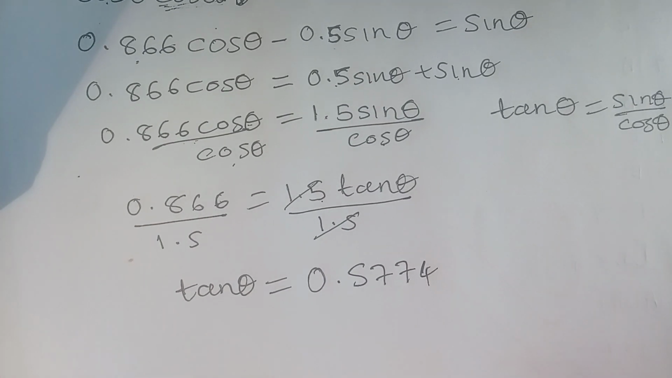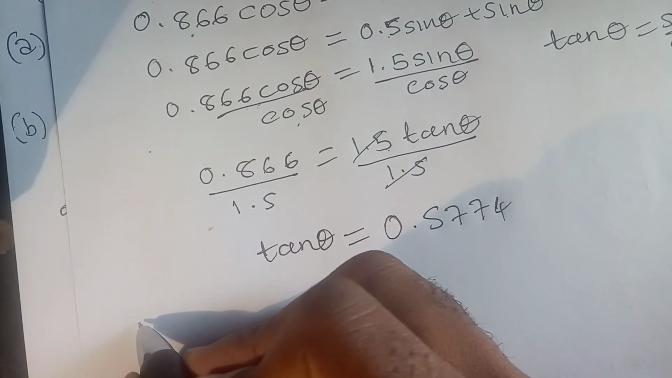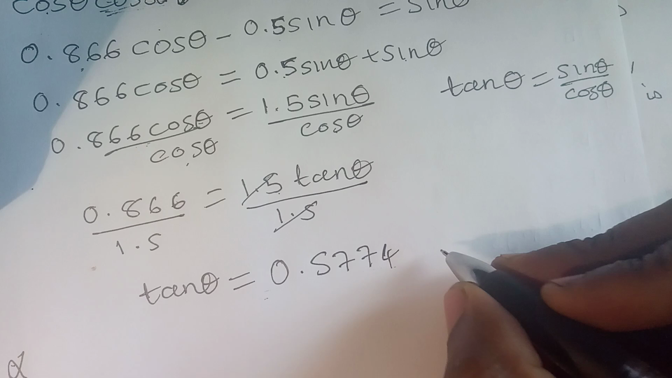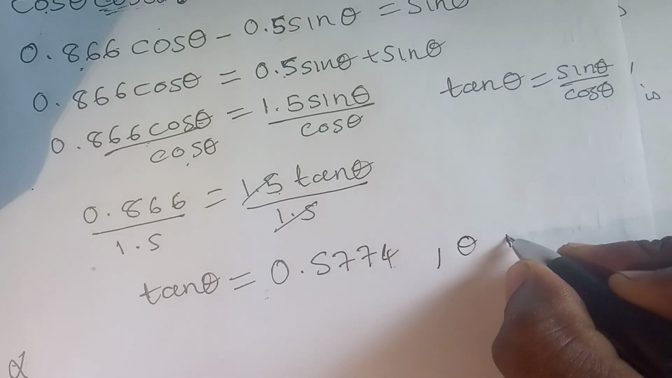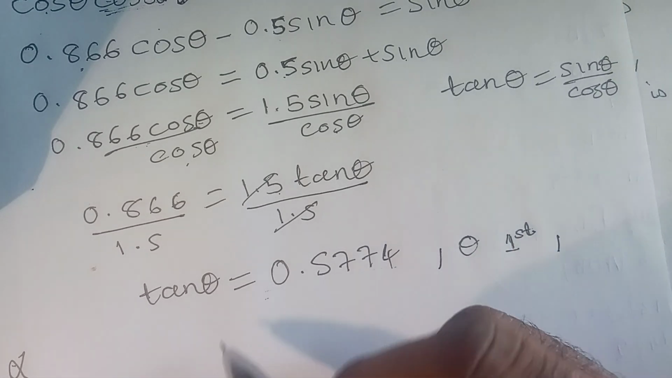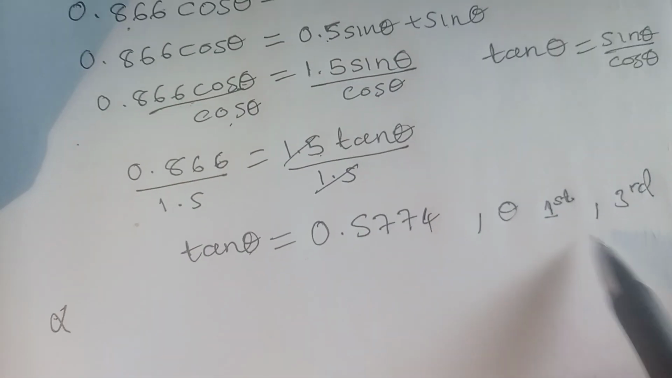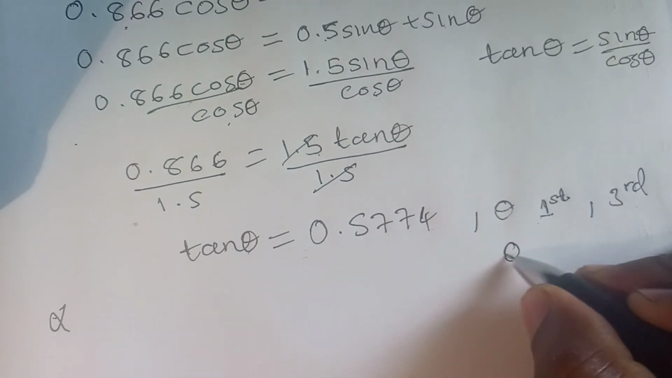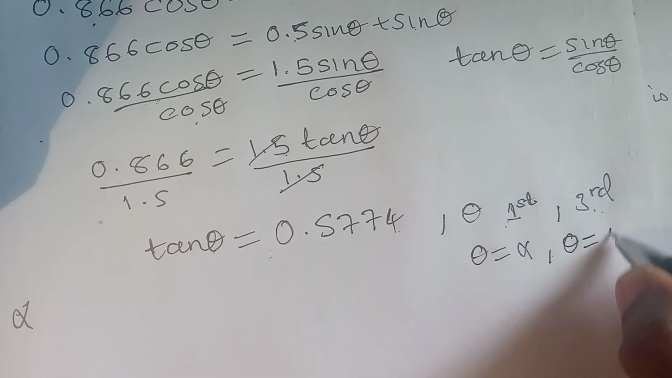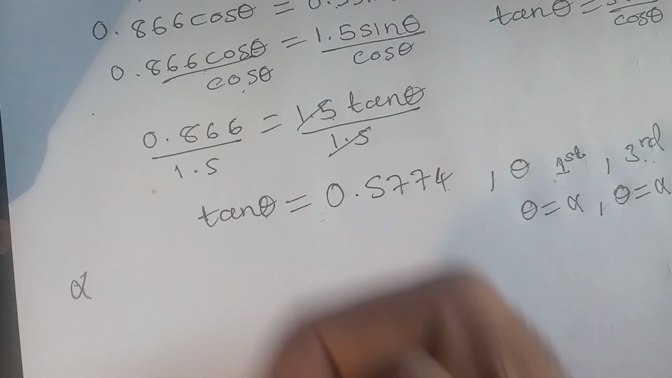this is 0.5774, like this. And then to find theta, I can simply start by finding my alpha. Since tan is positive, it means theta is in the first quadrant. Remember, all angles are positive in the first quadrant. And then tan is also positive in the third quadrant. So I'll need these two. In the first quadrant, theta is equal to alpha. Then in the third quadrant, theta is equal to alpha plus 180.